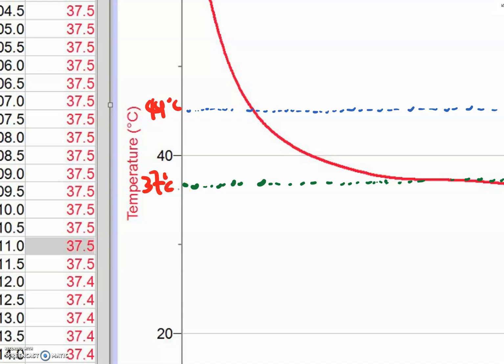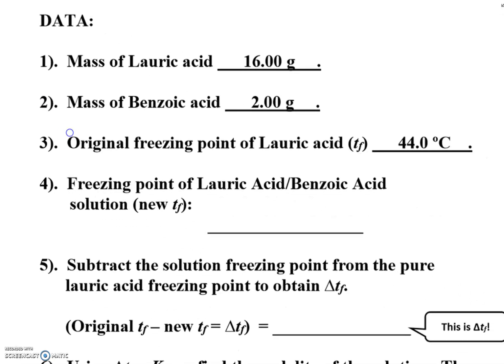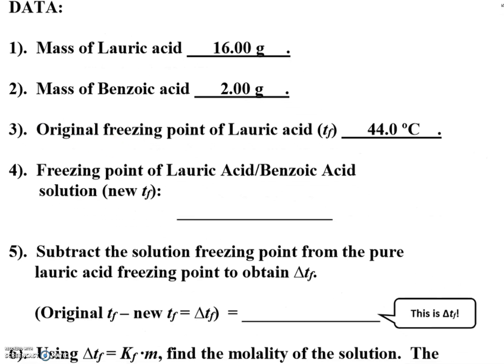All right, so if that is our change in freezing point, it works like this. We have our original freezing point we said is 44 degrees Celsius, and we have a new freezing point of 37. All right, so now we're going to use this information to crank out our molality and finally the molar mass of our solute.